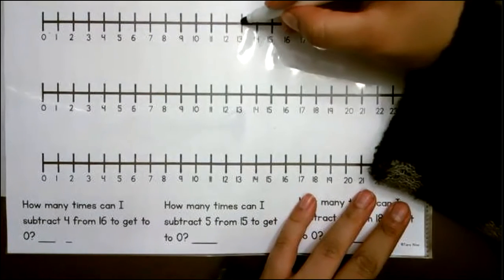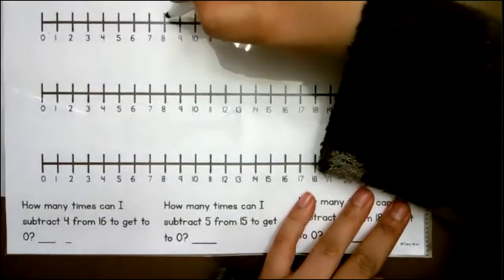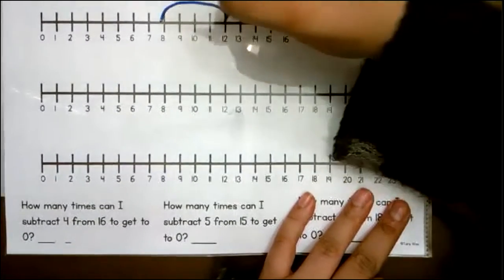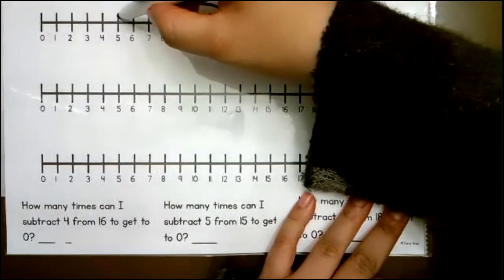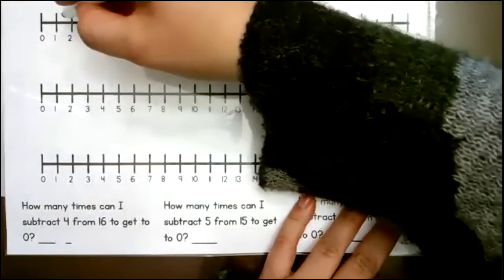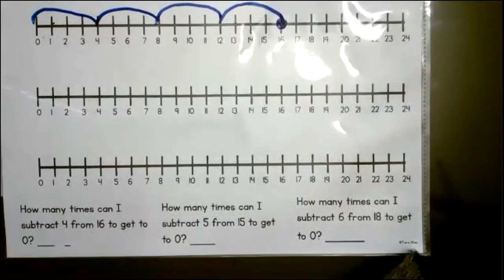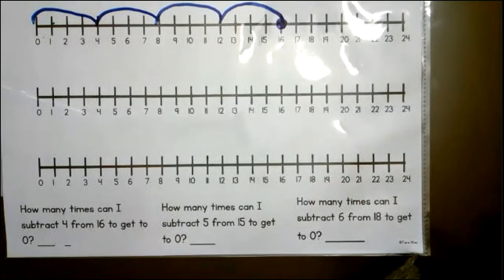So 1, 2, 3, 4. 1, 2, 3, 4. 1, 2, 3, 4. And 1, 2, 3, 4. So you can tap it out just like that, or you can just skip count by 4. Whatever is easier for you, friends.